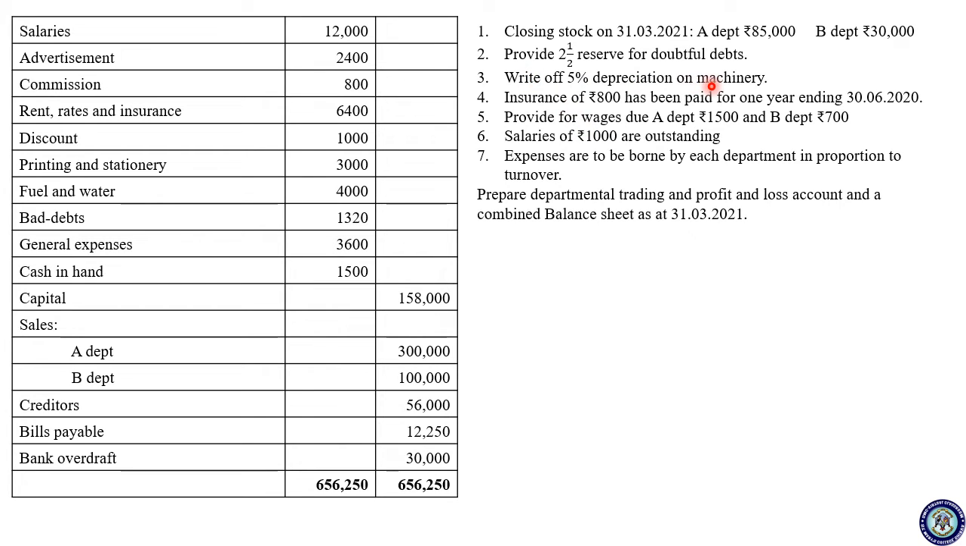5% depreciation is a P&L item, as well as you have to deduct it from the concerned asset, that is machinery. Okay, the next one, you read the next one.